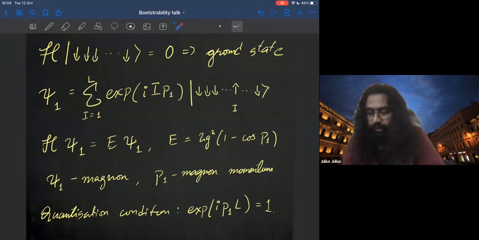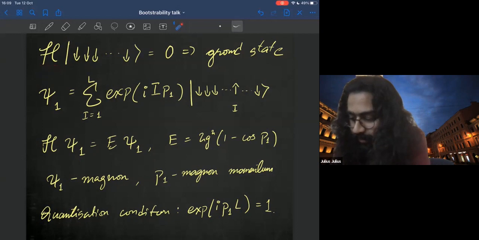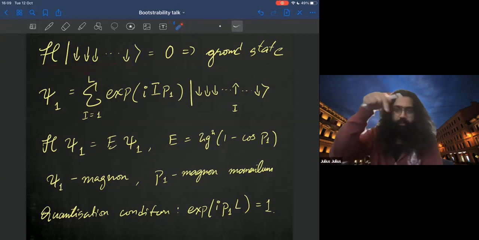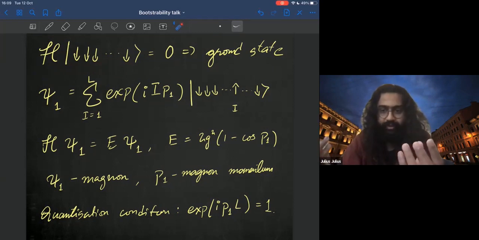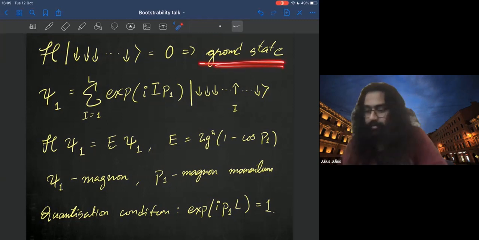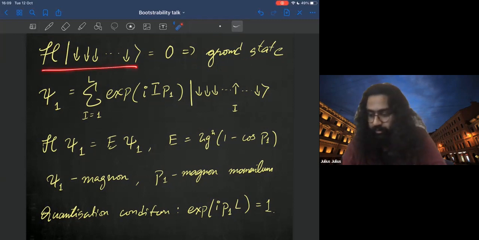In order to see how this works, let's consider the Hamiltonian in more detail. It's clear that if we act with our Hamiltonian on a state with all spins down, then identity and permutation do the same thing. So if you act with it, identity minus permutation just gives you 0. And this is a candidate for a ground state. So all spins down can be a ground state.